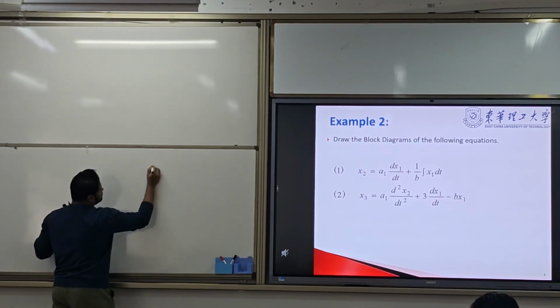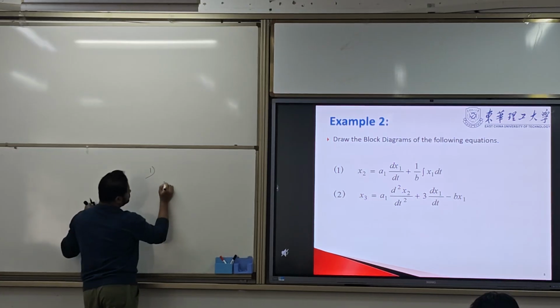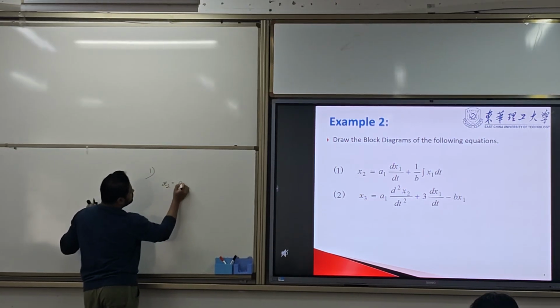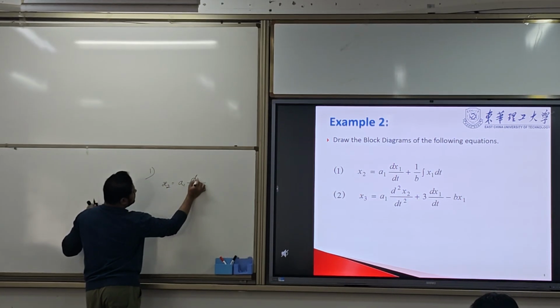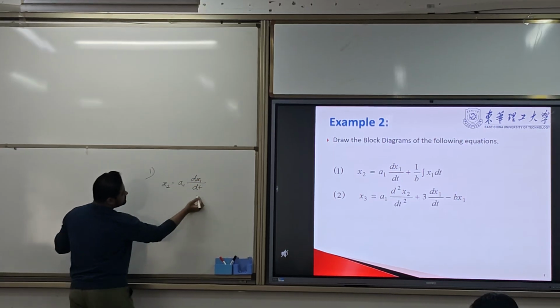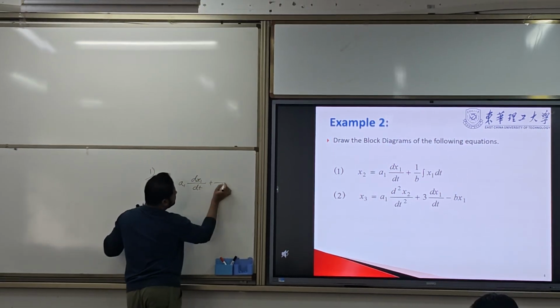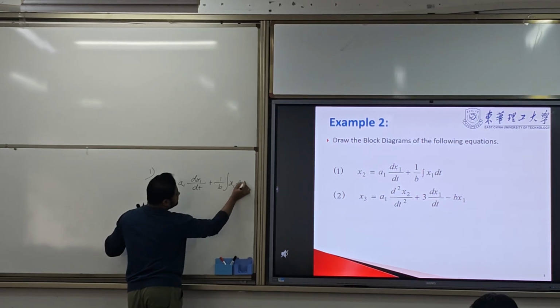Let's do the first one. x2 is equal to a1 dx1/dt plus 1 by b integration of x1 dt.